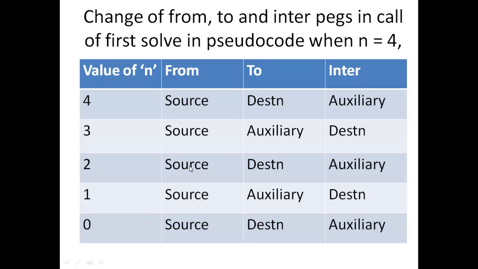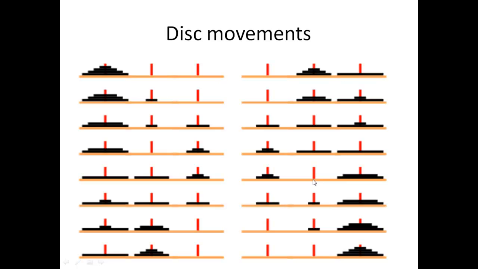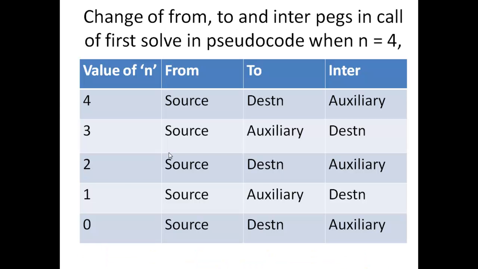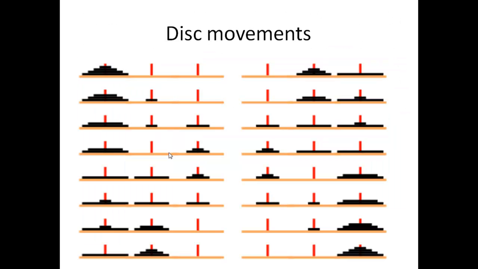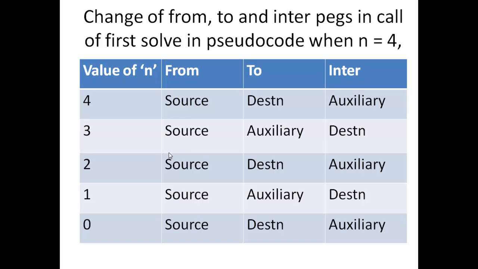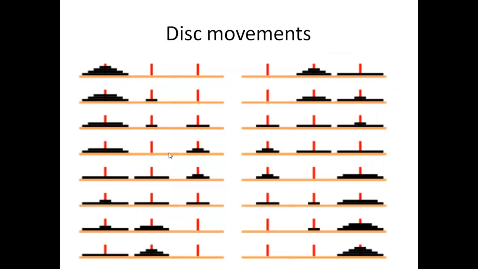and this is moved from source to the auxiliary. And n is equal to 2, the disk is moved from source to destination, keeping the auxiliary as intermediate. So that is the next step. And finally, if n is equal to 1, the disk is moved from source to destination, keeping the auxiliary as intermediate. And if n is equal to 0, it is moved from source to destination, keeping the auxiliary as intermediate.